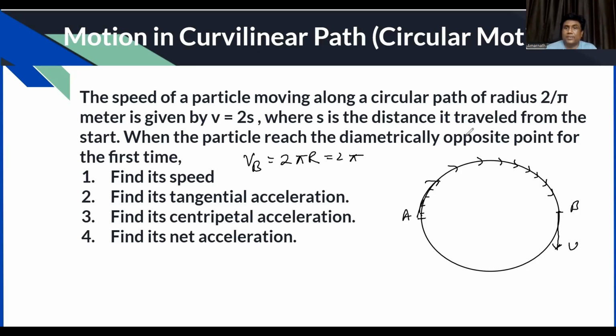So 2 into pi into r is 2 by pi. So pi pi got cancelled. So it is 4 meter per second. So the first part's answer is done. Answer is found. Okay.